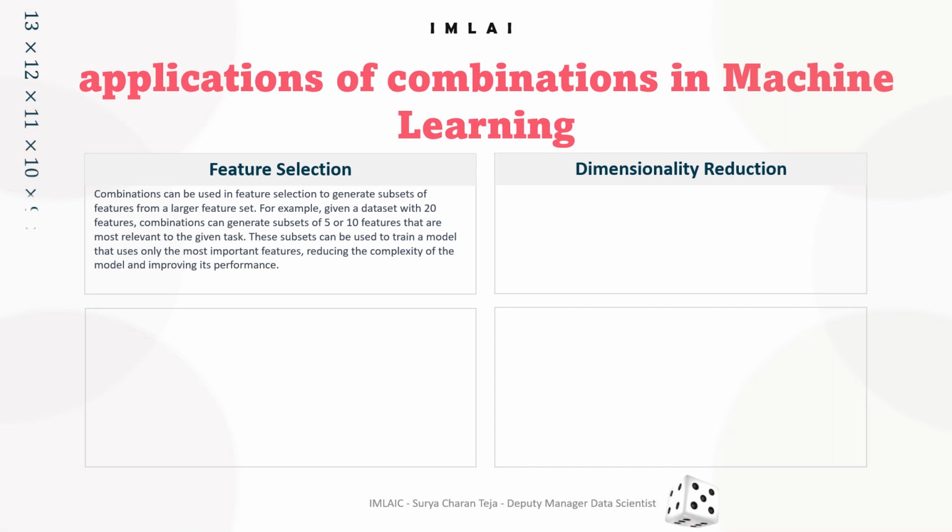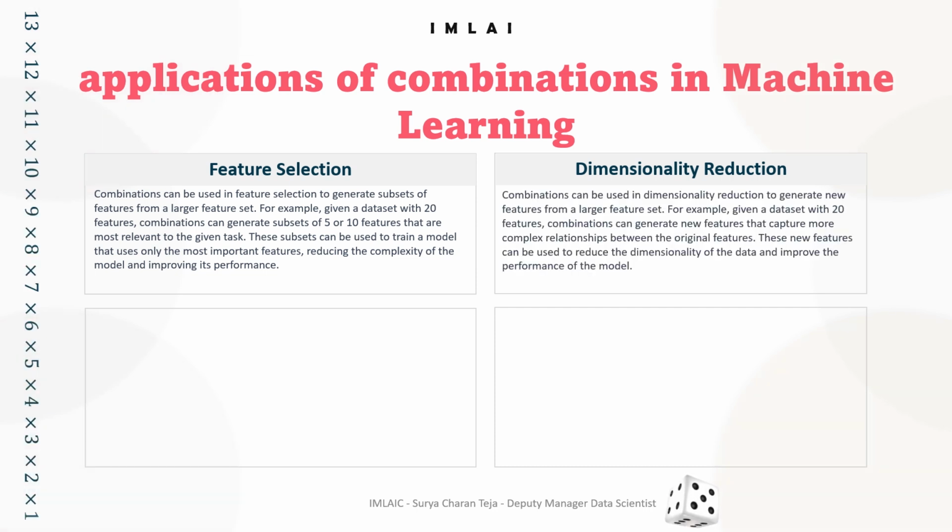So combinations can be used in dimensionality reduction to generate new features from a larger feature set. For example, given a data set with 20 features, combinations can generate new features that capture more complex relationships between the original features. These new features can be used to reduce the dimensionality of the data and improve the performance of the model.